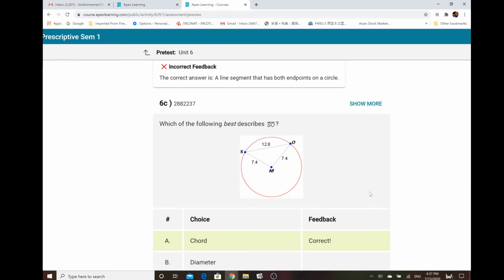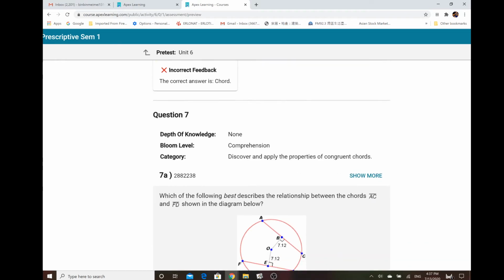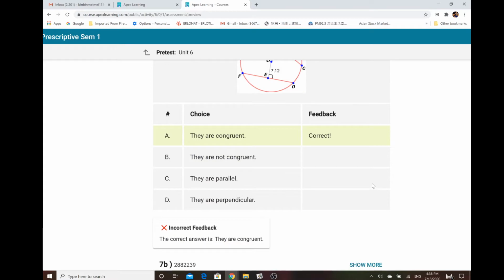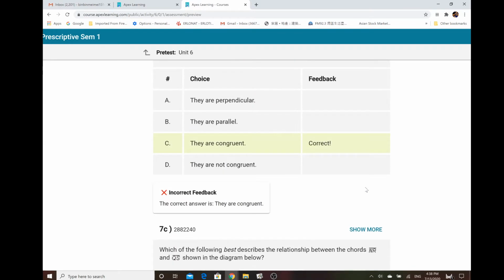And which of the following best describes segment SQ? So that's a chord. Again, see that it doesn't go through the center. And which of the following best describes the relationship between the chord segment AC and segment FD? Anytime you see the equidistance like this, showing perpendicular, 7.12, 7.12, that means those two chords must be congruent. So they're congruent chords. And this one too, congruent chords.